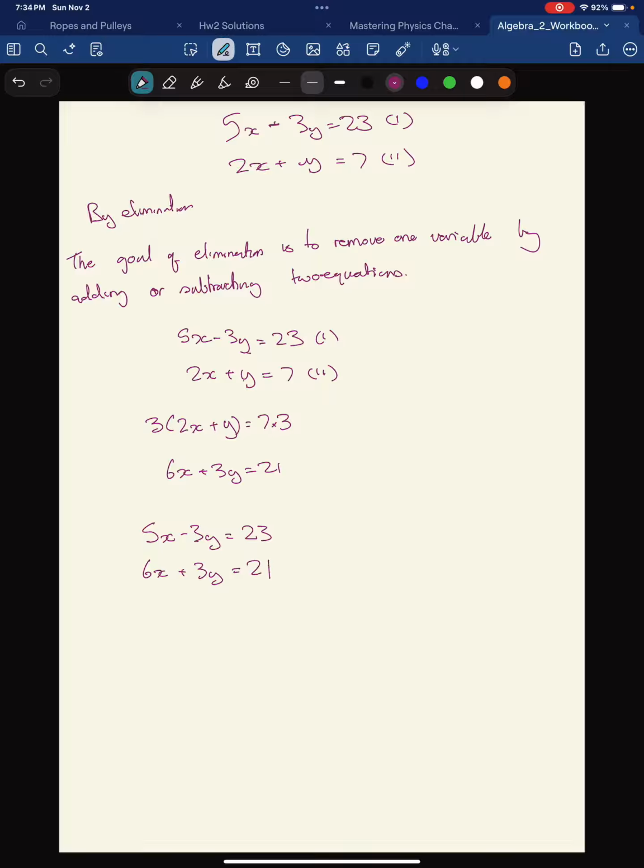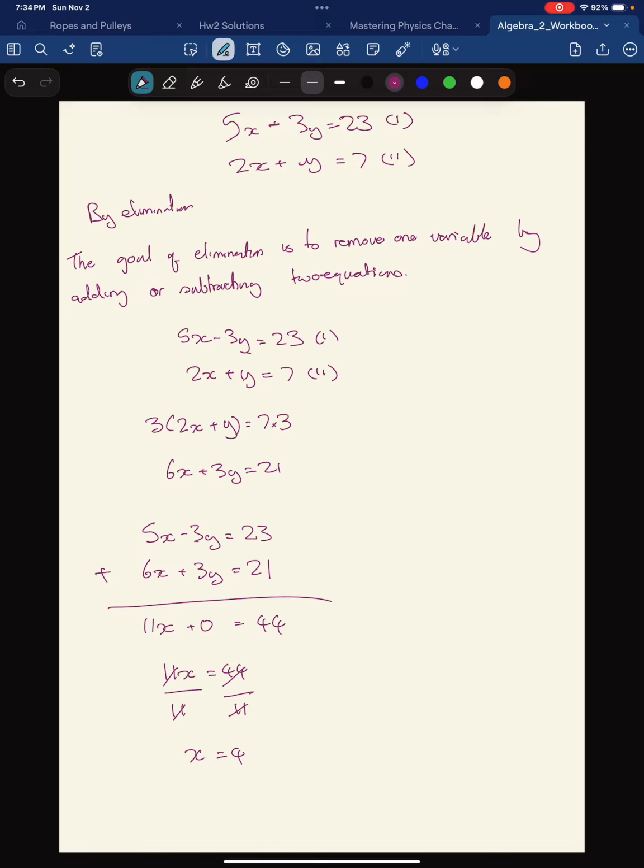I can add both equations now together. This is going to be 11x, minus 3y plus 3y is 0. This is going to be 44. And thus, I'm going to have 11x equals 44. All right? And then now divide by 11, cancel that, cancel that. x is going to be 4. That's elimination. All right? So, from there now, I can just plug in 4.